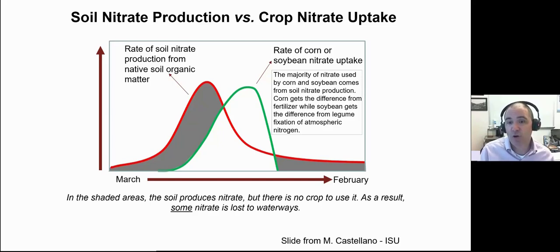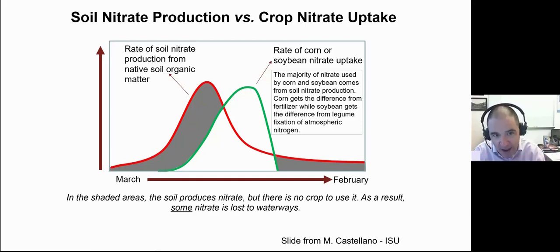The green line illustrates the rate of nitrate uptake by our corn or soybean crop. As our crop starts to grow, it's taking up water and nutrients from the system and storing that in above ground or below ground biomass. Now, if we look at that red line and the green line, if any of you took calculus, you could integrate under that curve, and the area under the curve is about the same. But most of us, that's not really what we're looking at. While the area under the curve may be similar, the problem is that they're not happening at the same time.